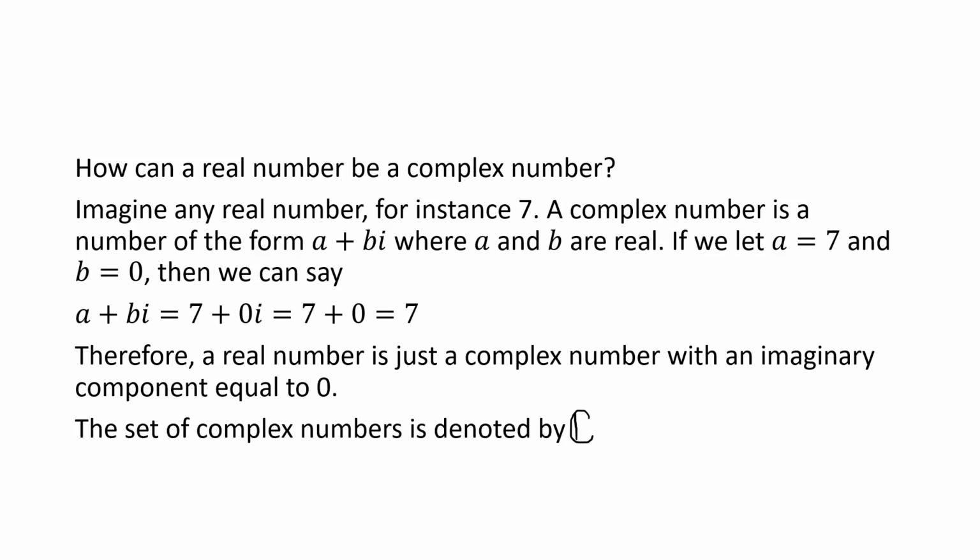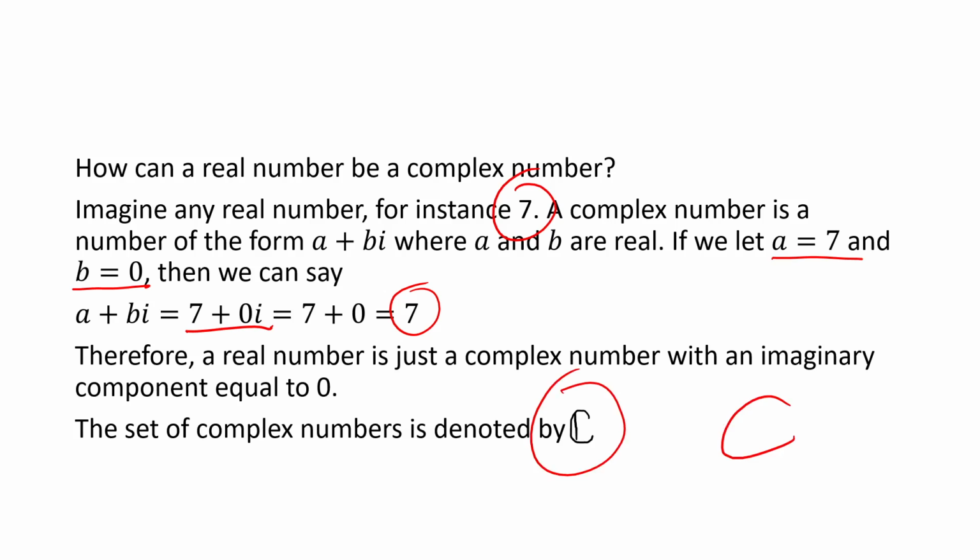Imagine any real number, for instance, 7. A complex number is a number of the form a plus bi. Well, if we let a equal 7 and b equal 0, then a plus bi is equal to 7 plus 0i, which is just 7. So therefore, a real number is just a complex number with an imaginary component equal to 0. And the set of complex numbers is denoted by a C. We draw a C with a little line there.